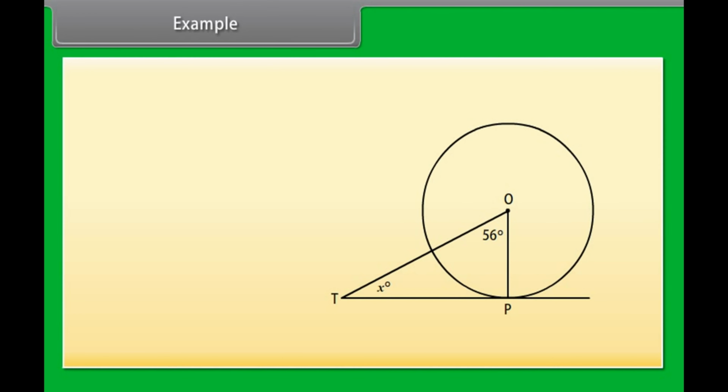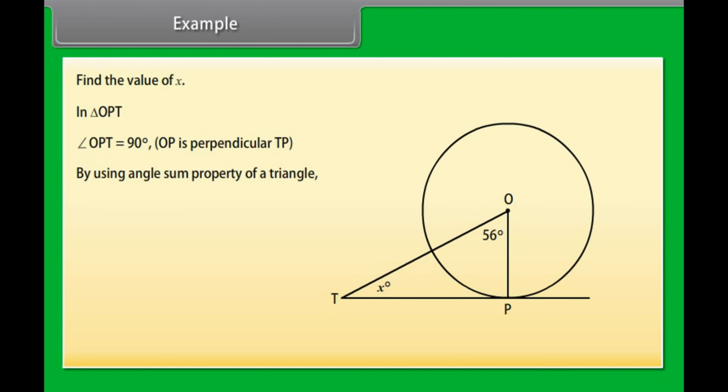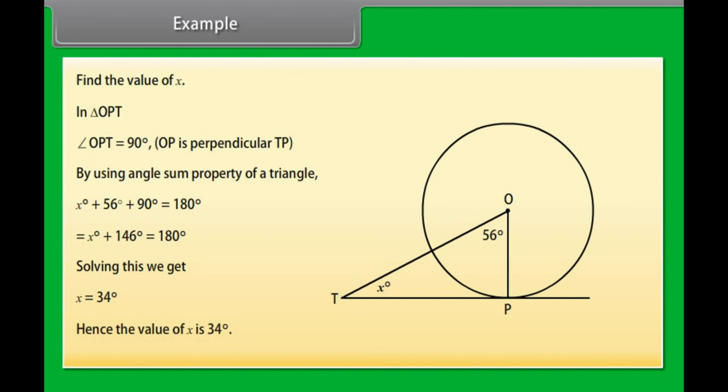Example. Look at the figure given. Find the value of X. In triangle OPT, angle OPT is 90 degree because OP is perpendicular to TP. Also, by using the angle sum property of a triangle, we can say that X degree plus 56 degree plus 90 degree is equal to 180 degree, which is equal to X degree plus 146 degree, which equals 180 degree. Solving this, we get X as 34 degree. Hence, the value of X is 34 degree.